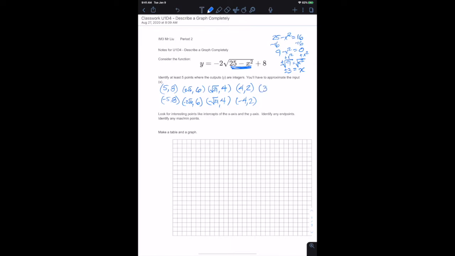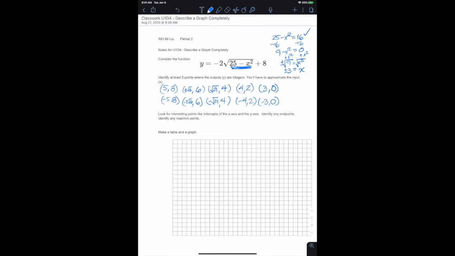We got 3, and we don't know what the output is yet, so we got to do this. We let 25 minus x squared equal 16. So that means then that the square root of 16 is 4, and we got negative 2 times 4. Well, that's negative 8. And negative 8 plus 8, bingo, that's 0. And look at that. Negative 3 gives me a value of 0. Okay, kind of interesting.